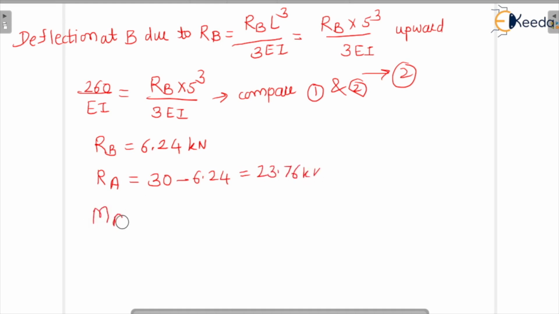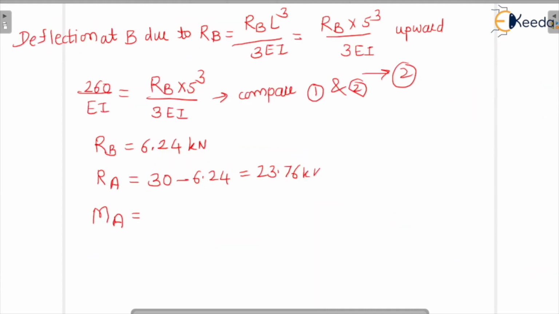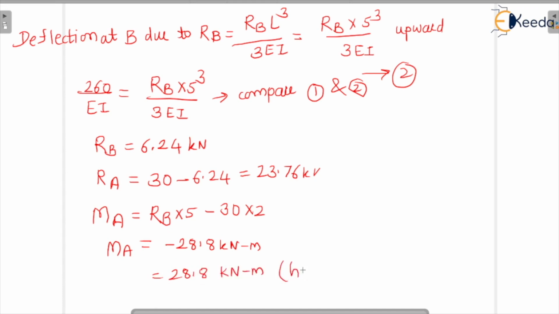Now finally, at the end of the problem, we have to calculate the moment. So moment at A, what are the loads available? RB into 5, that is anti-clockwise, minus RA, this 30 into 2. So RB into 5 minus 30 into 2 gives us the answer minus 28.8 kilonewton meter. That is negative, which means it is hogging. So 28.8 kilonewton meter, hogging.